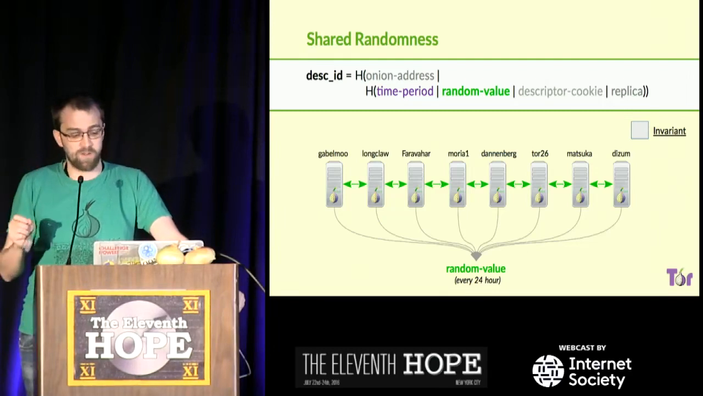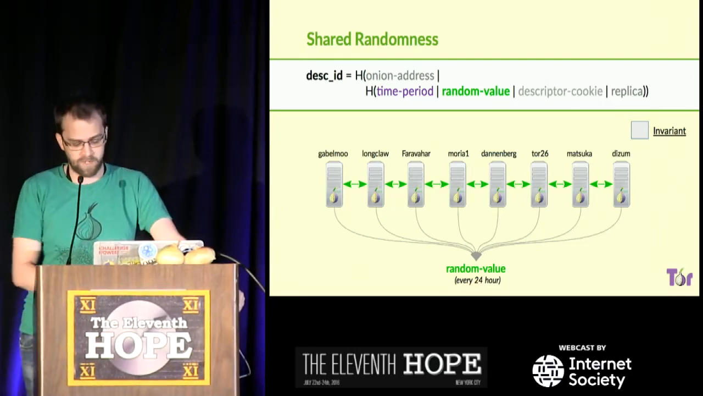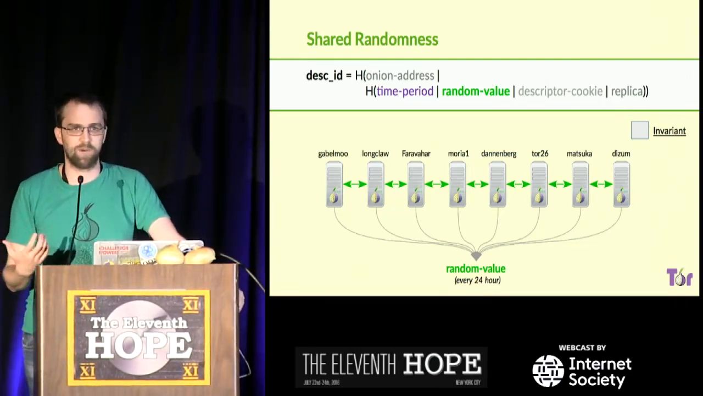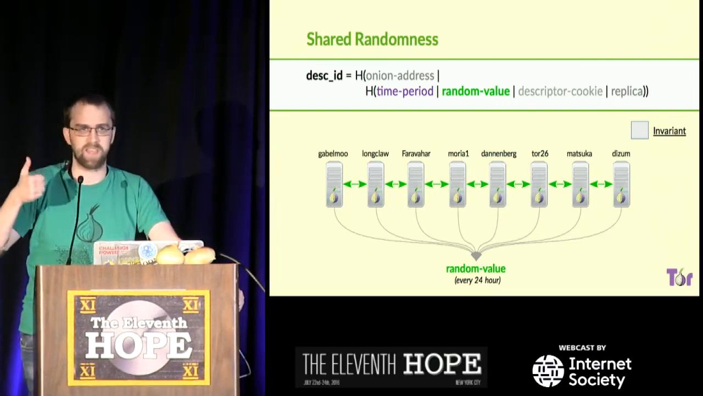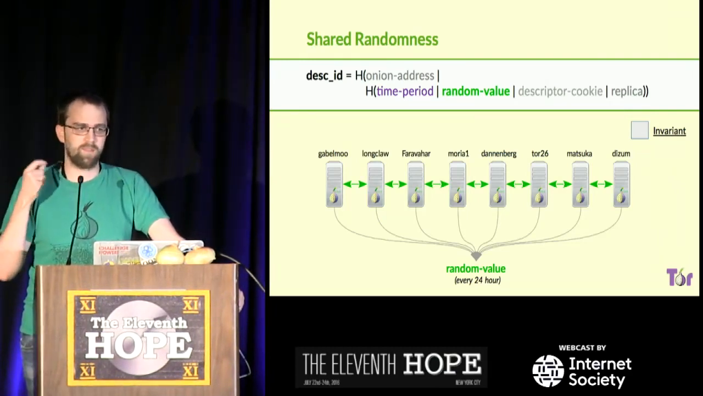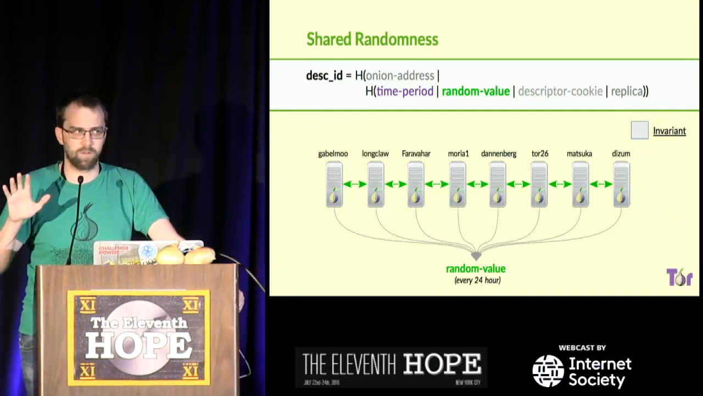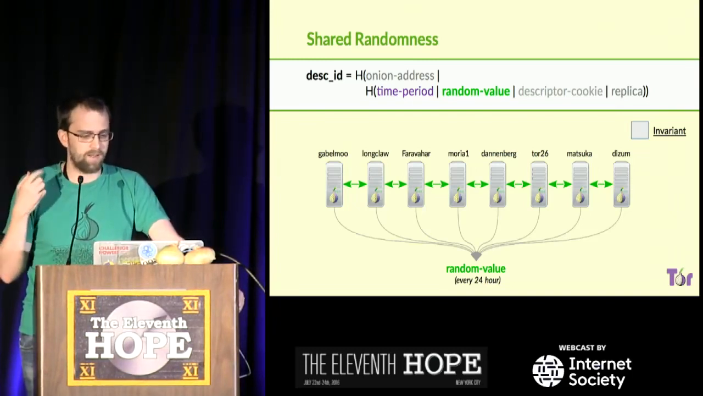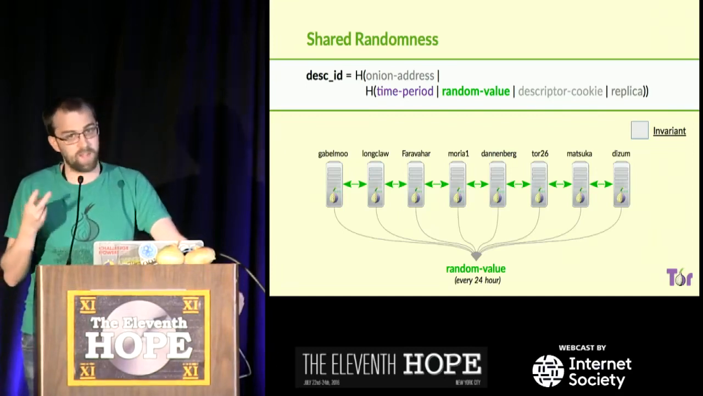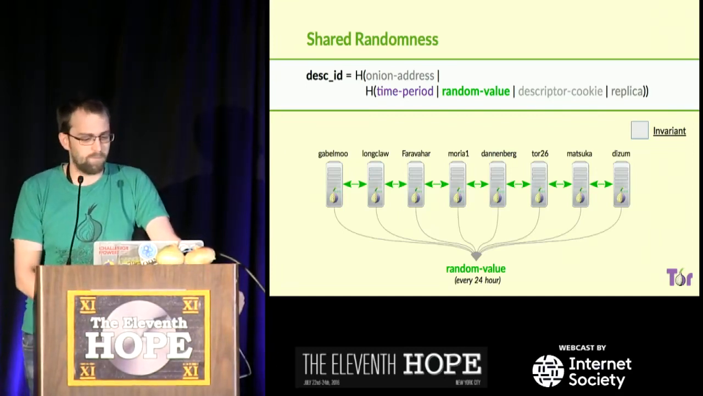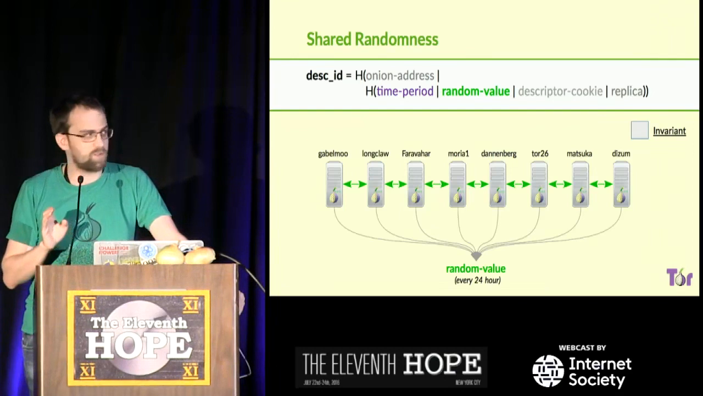So we have this random value, and it's great because now the descriptor ID changes every 24 hours, and thus the camping attack doesn't work, because it takes you 5 days to become an HSDir. So if it changes every 24 hours and you rotate your key like crazy, well, you can camp. Now the second thing, it's one of the main changes here.